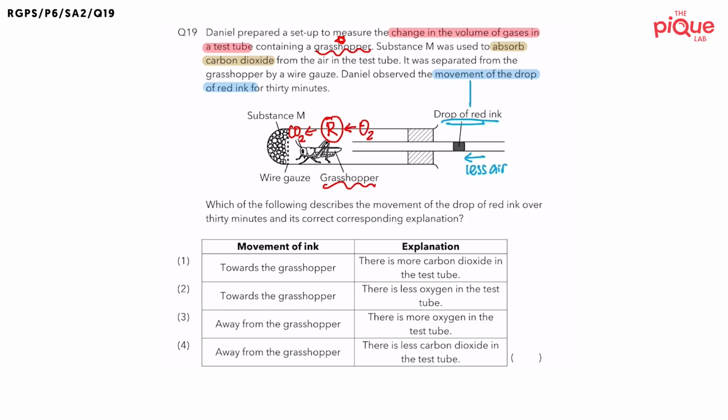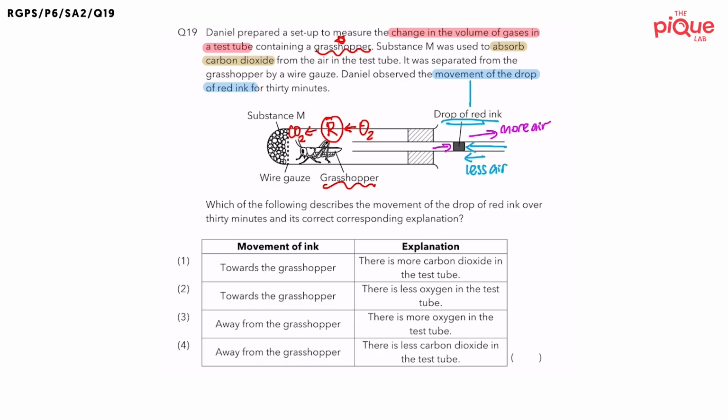And why is that so? We have learned in matter before, when there's less air inside the test tube, this would mean that the air will occupy less space, causing the air from the surrounding to enter the test tube to push the drop of red ink into the test tube. So very quickly now, when will the drop of red ink move to the right? It is only because there is more air inside the test tube, occupying more space to push the drop of red ink out.